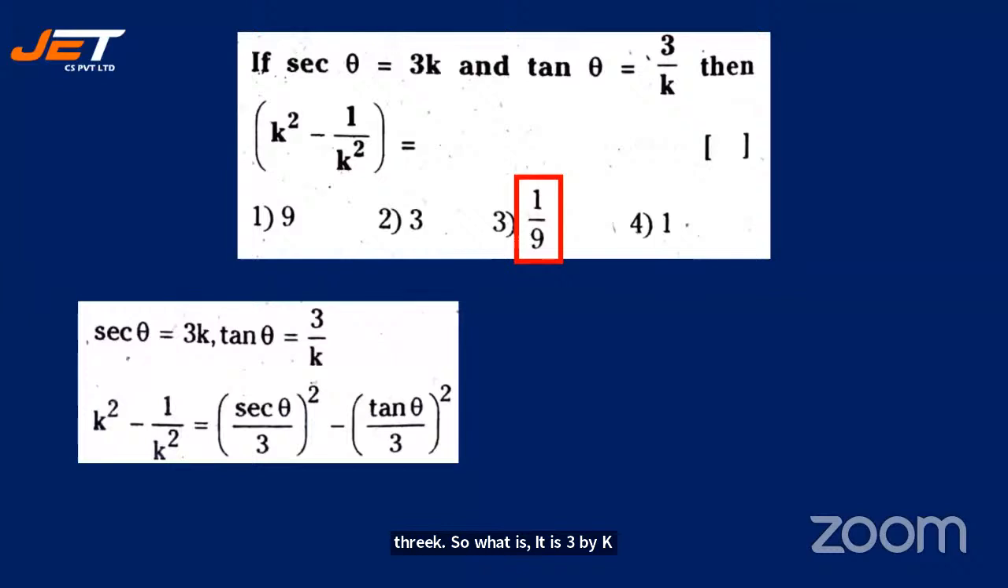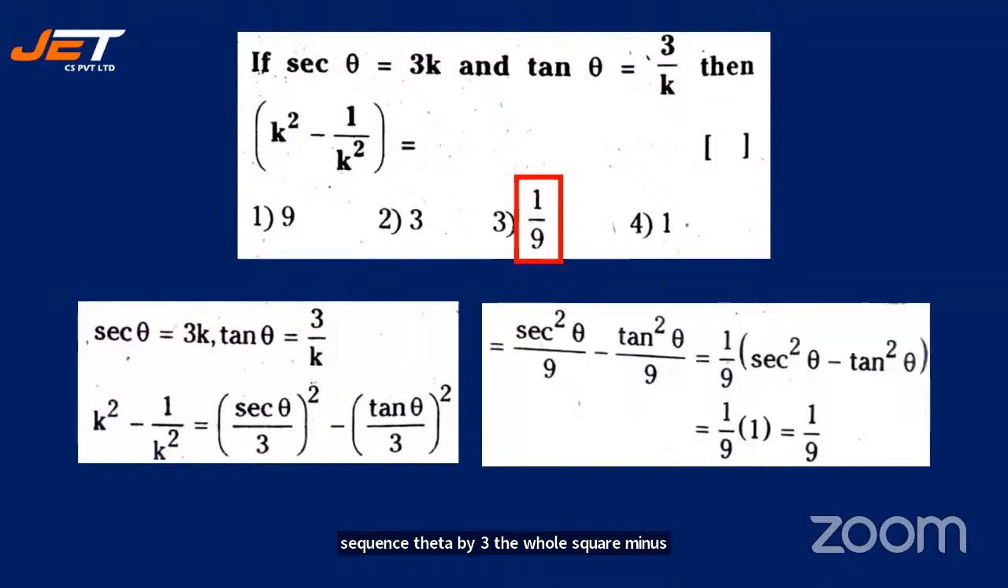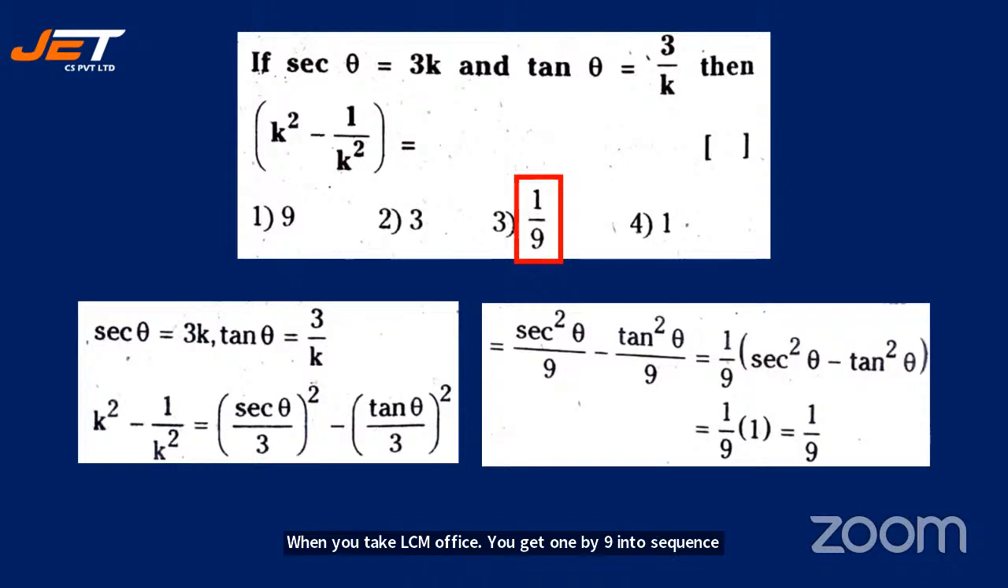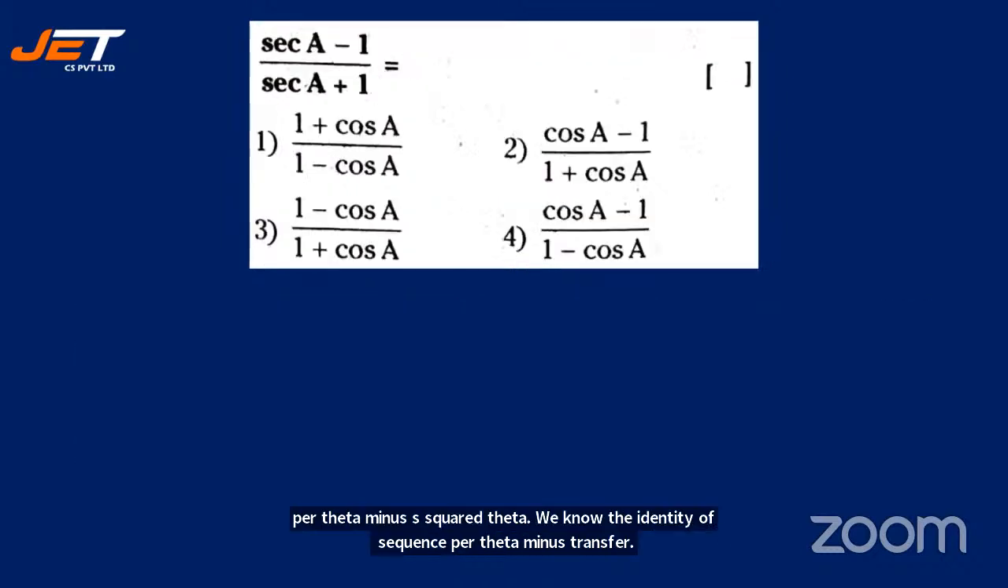So what is k square minus 1 by k square? It is nothing but secant theta by 3 the whole square minus tan theta by 3 the whole square. When you take LCM of this, you get 1 by 9 into secant square theta minus tan square theta. We know the identity of secant square theta minus tan square theta is 1. So 1 by 9 into 1 is 1 by 9. All right, fine. Now see the next one.